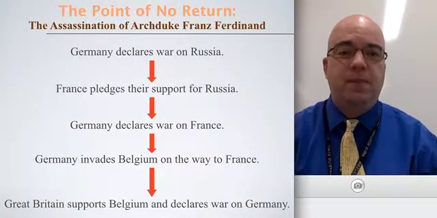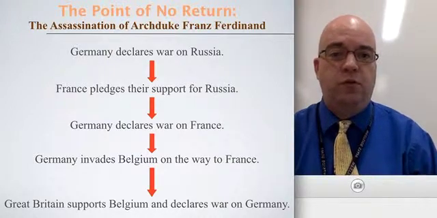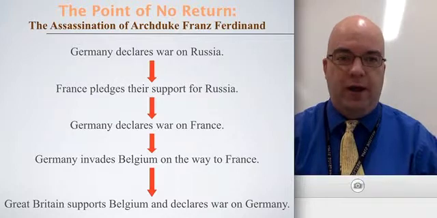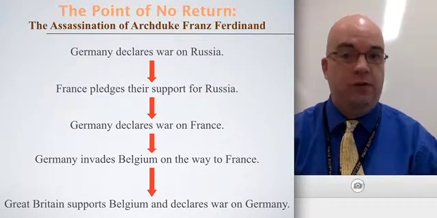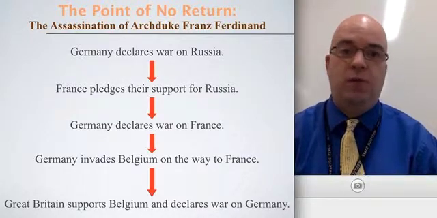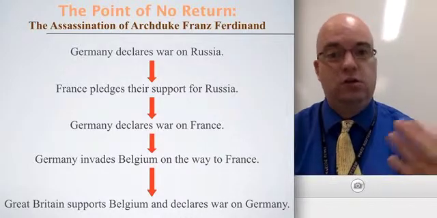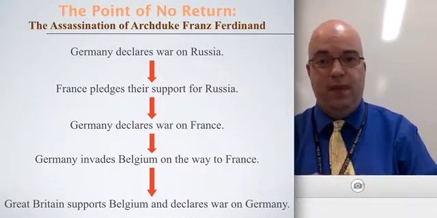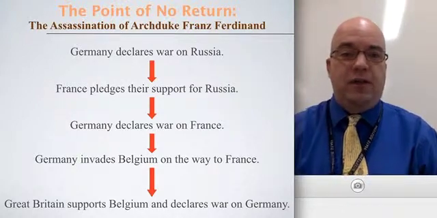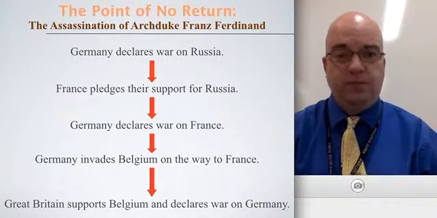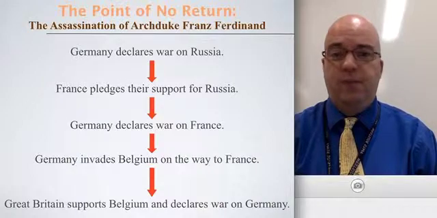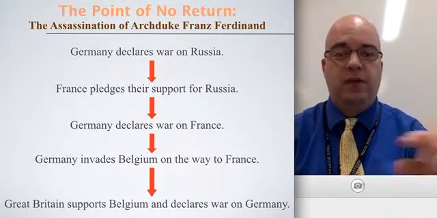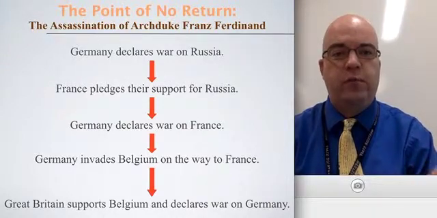Because Russia declared its support to Serbia, Germany declares war on Russia. France, which has an alliance with Russia, pledges their support for Russia. So Germany, therefore, declares war on France. So now Germany is at war with Russia, Serbia, and France. Germany decides to try to quickly take France out of the equation very, very early on in that summer. And so to get to France, they invade Belgium. And Belgium is kind of a neighboring border country between the German and French border.